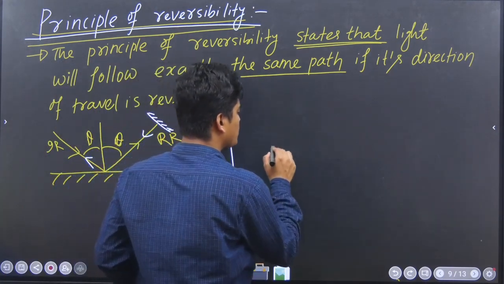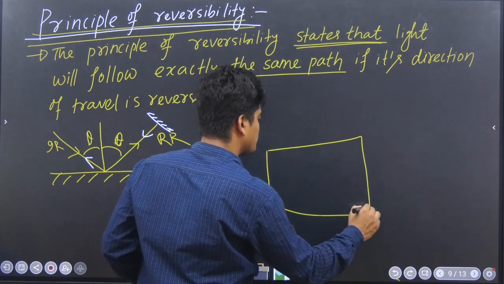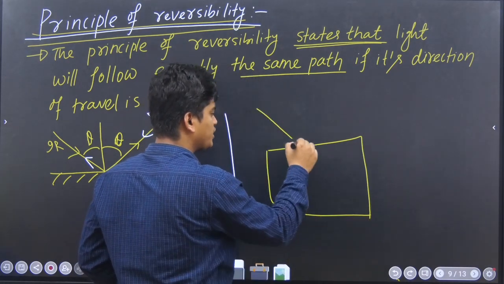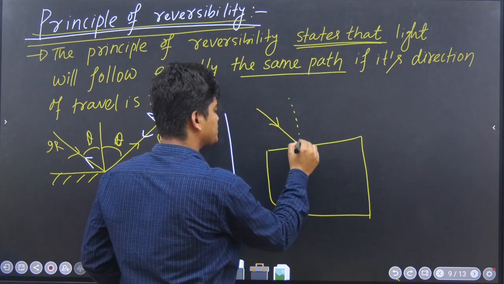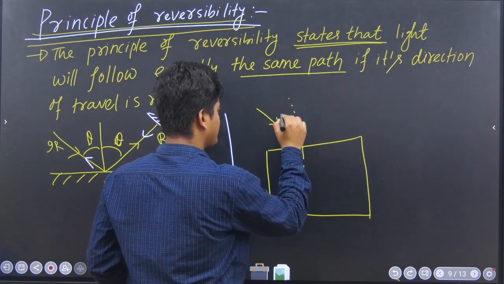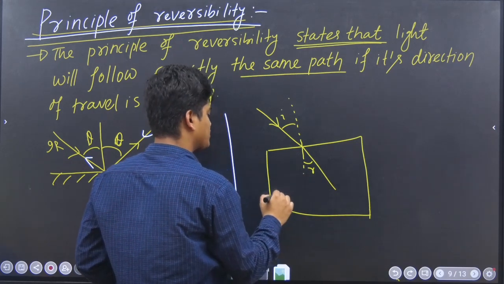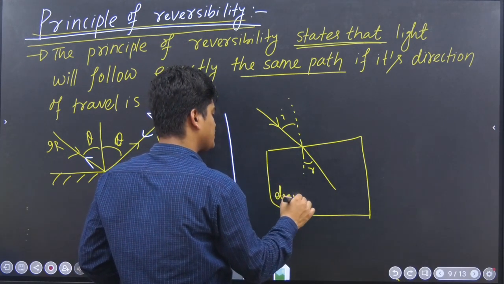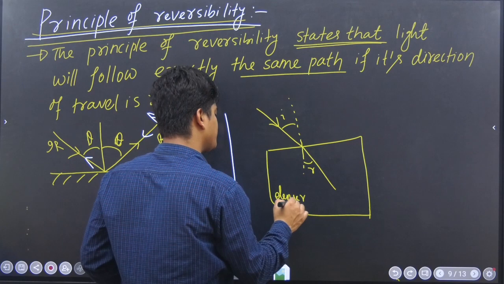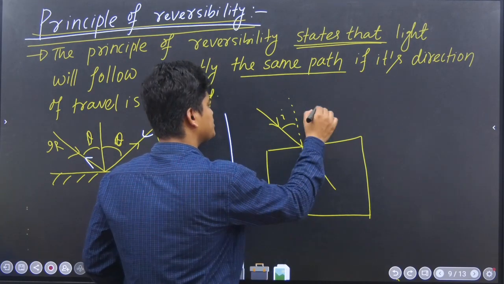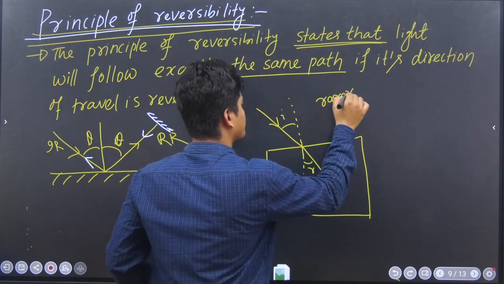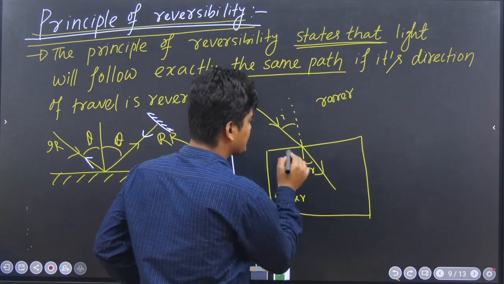Similarly, you can see for refraction also. Suppose one material is there and we are putting a light here. Now, this is your angle of incidence I. Now, light is going with angle of refraction R, and suppose this is your denser medium. This is denser medium 1, right? This is your rarer medium. Now, here the light ray is coming and going.